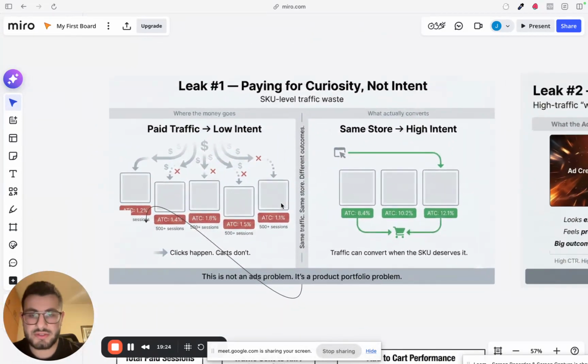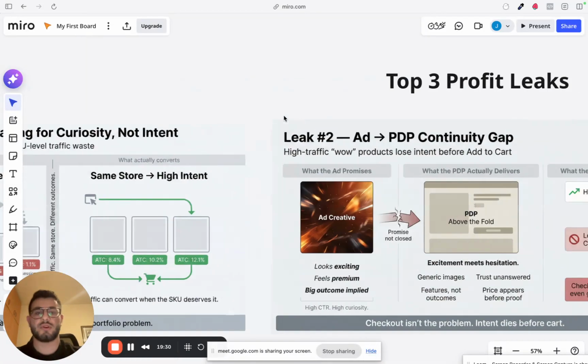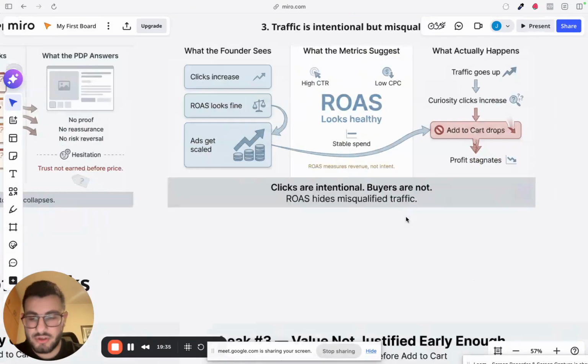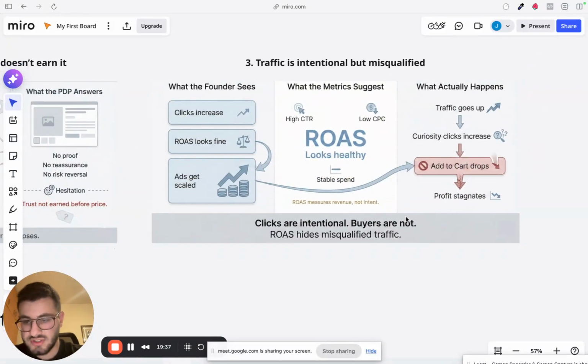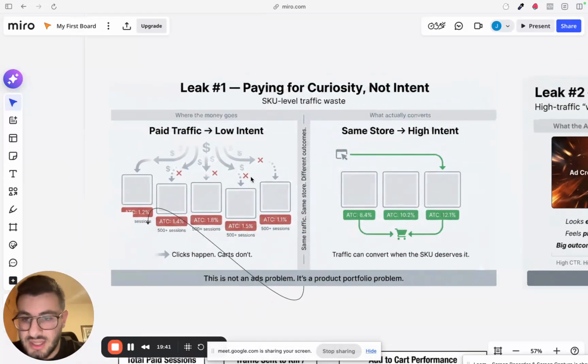Your first leak is you're paying for curiosity instead of intent. So it's an SKU level traffic waste. So here, when I explain to you that your add to cart rate drops because people are clicking due to curiosity and not intent, this is here. Why does that happen?